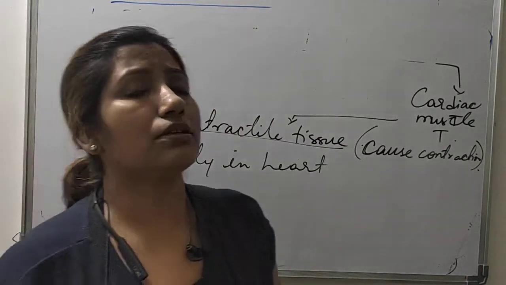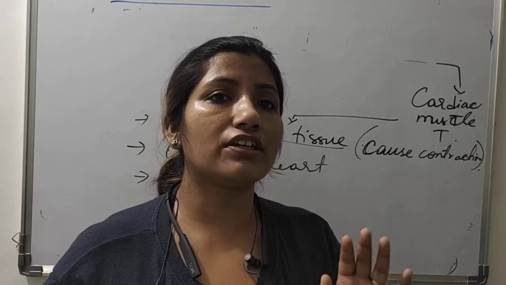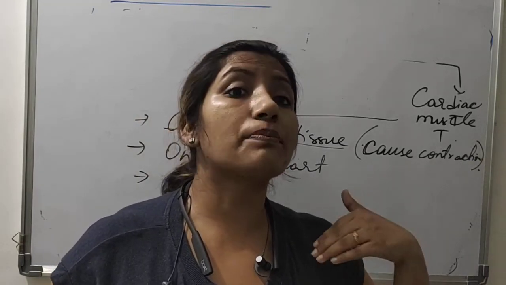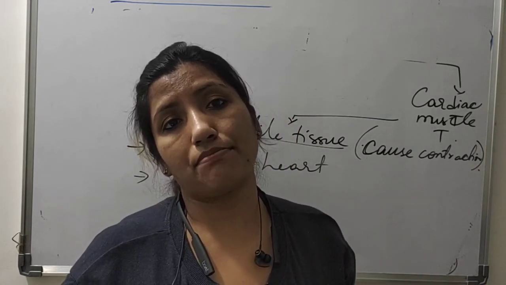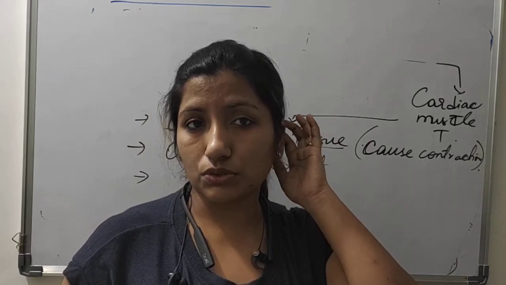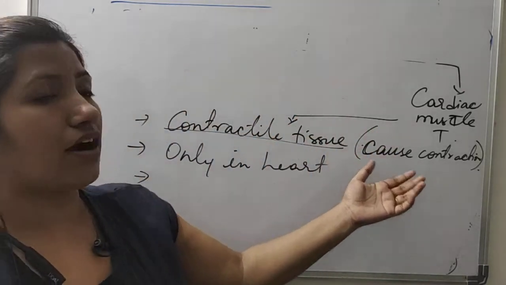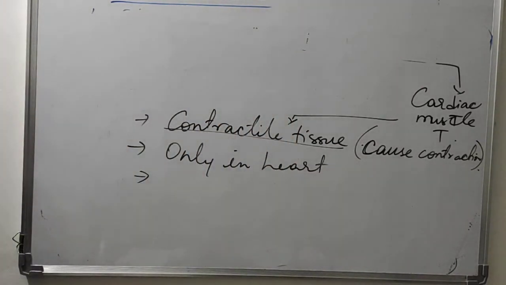The rest of the movement of our body depends upon the stimulus or impulse with respect to the environment. On the basis of the environment, we do the movement. Whereas in the case of the heart, they can generate the stimulus by themselves.